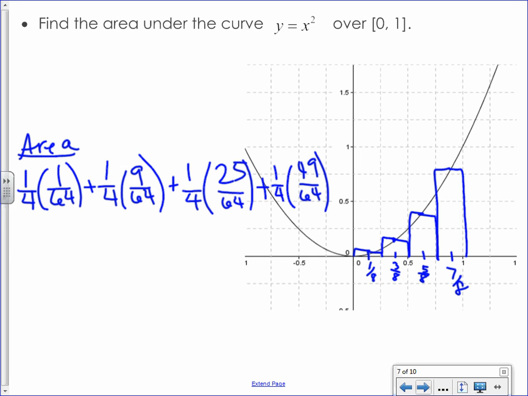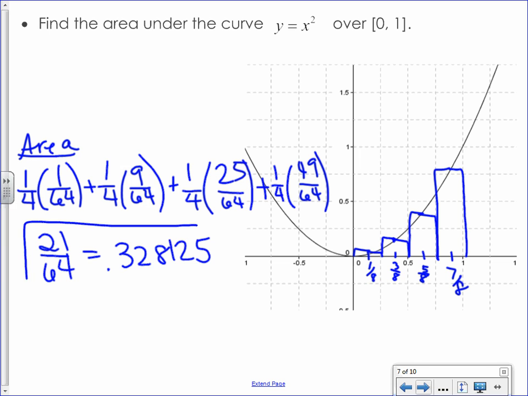Okay. You understand how we're getting it, right? Yeah. Okay. It's just fractions. Which is the same as 0.32812. Okay. Our actual area is 1/3. Which one was closest? Middle, like you guys thought, right? That's actually pretty darn close.